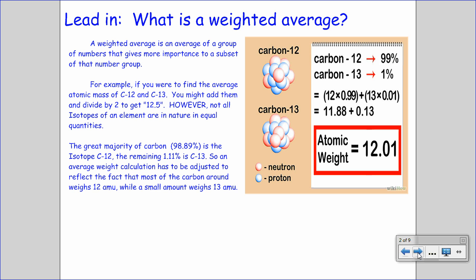Not all isotopes of an element in nature are in equal quantities. Isotopes are atoms that have the same atomic number, but different atomic masses. So the great majority of carbon, 98.89%, is the isotope carbon-12. The remaining 1.11% is carbon-13. So your average would have to be adjusted to show that most of the carbon out there is carbon-12. Only a small bit is carbon-13. And we do the weighted average calculation in order to show that. That's what I'm going to teach you today.